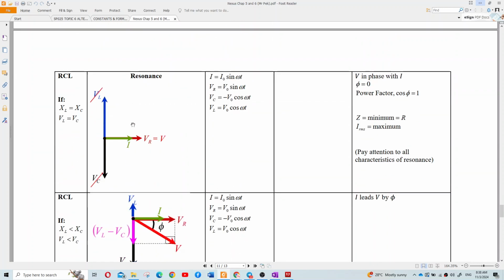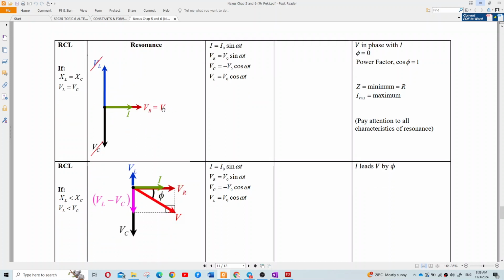Okay, if XL and XC are equal, or VL equals VC, that means if VL and VC are equal, they cancel totally. Meaning they are the same length, VL and VC same length, that is called resonant. If VL and VC are equal, they are called resonant. So V total is only VR. VR alone. Understand?